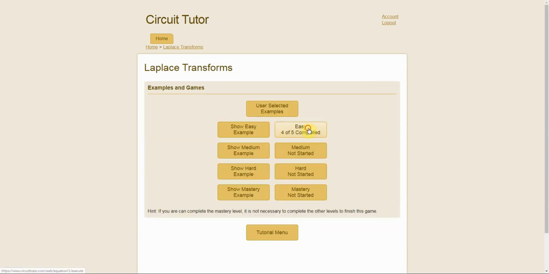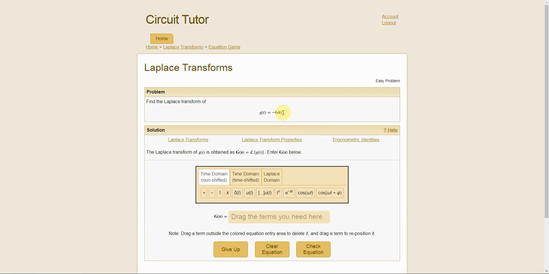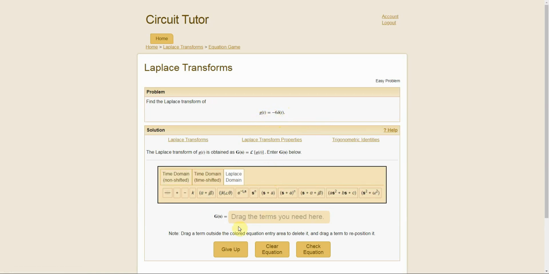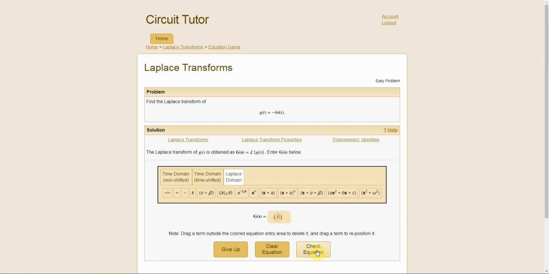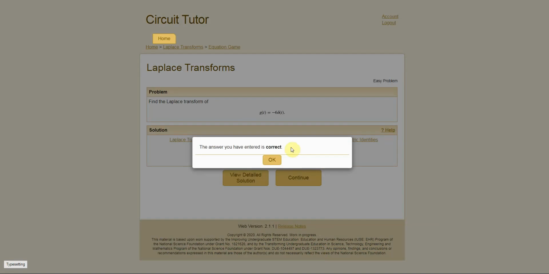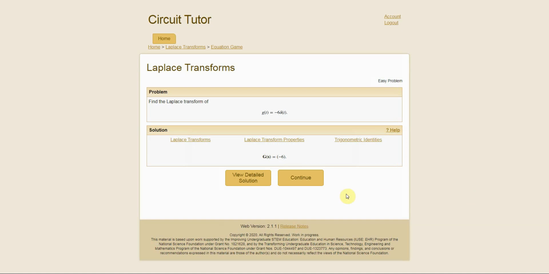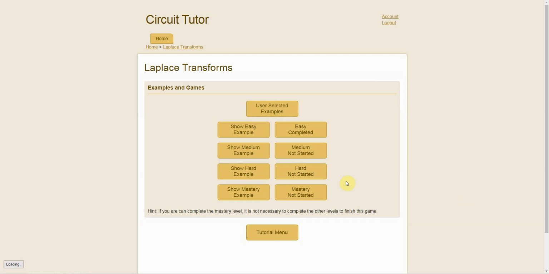And let's do one more problem to complete this level. So in this case, it's just going to be the unit impulse or Dirac delta function. And as I had suggested you memorize, the Laplace transform of that is just 1. So that makes this very easy. Again, we just go in the Laplace domain, and the answer here is just going to be simply a constant, -6. So we just put in -6, and we'll check that, and that is correct. And again, we probably don't need the detailed solution here, but that would be available. So that completes the example of the easy level.